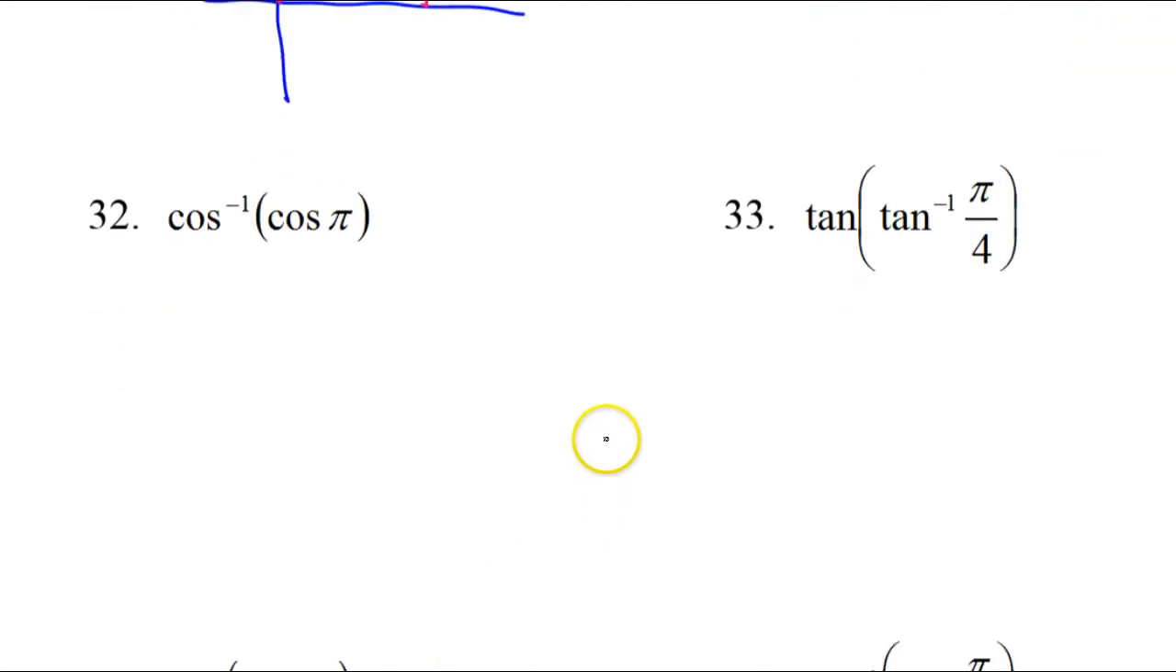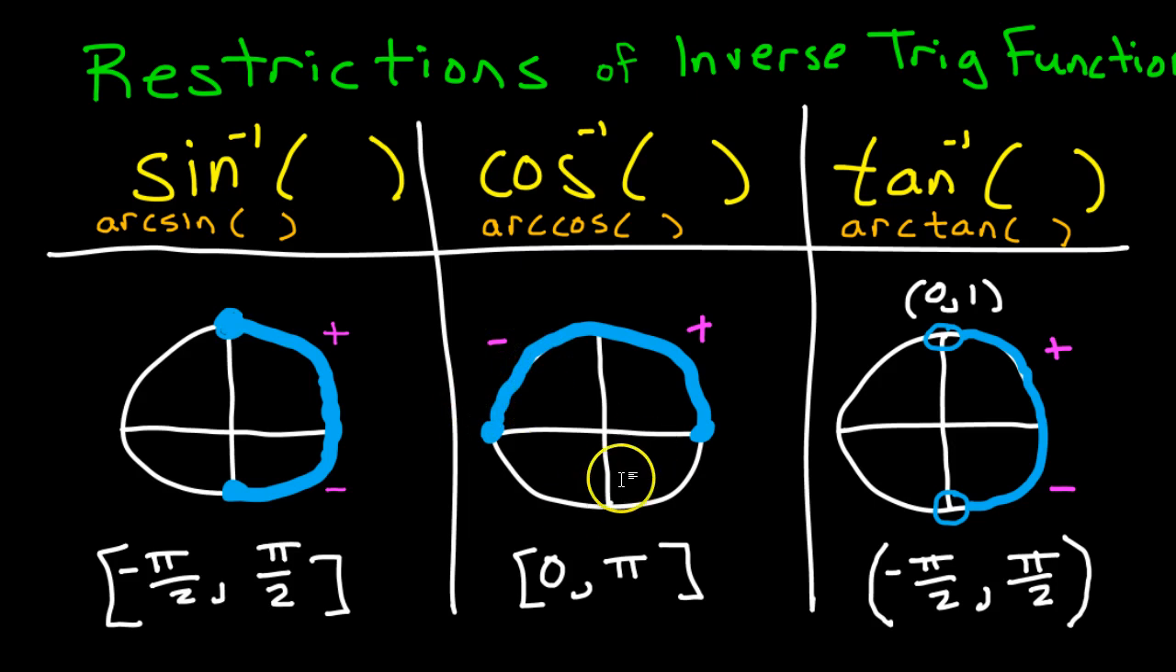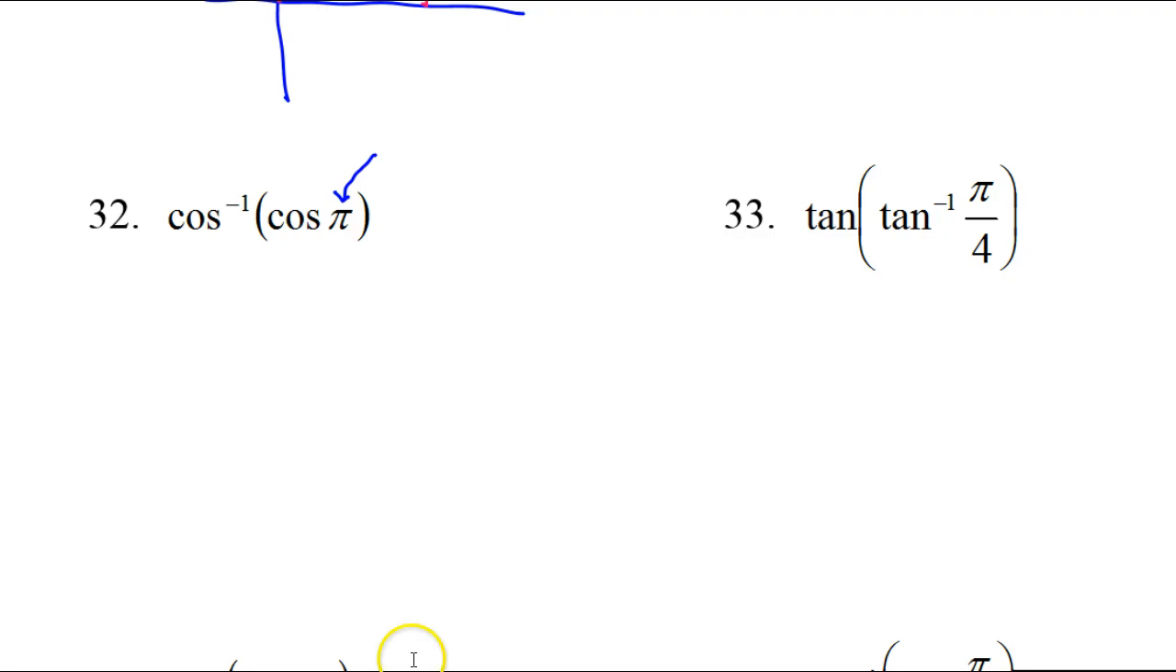Okay, look at number 32. The inverse trig function is on the outside, so I have to think about it. Is pi within the restricted range? Well, for cosine, the restricted range is the top half of the unit circle, from 0 to pi, including pi. So, since pi is in the restricted range, pi is okay, then these are going to cancel each other out. So the answer is just pi.